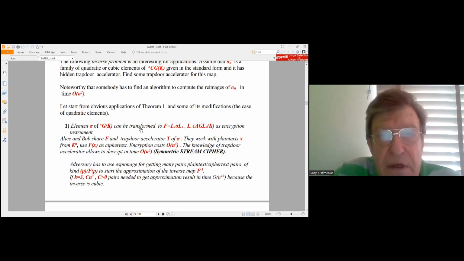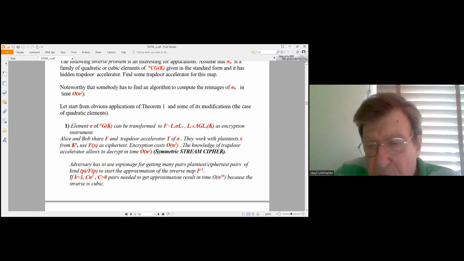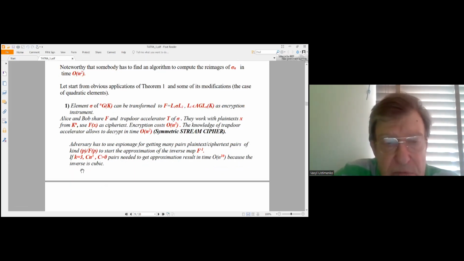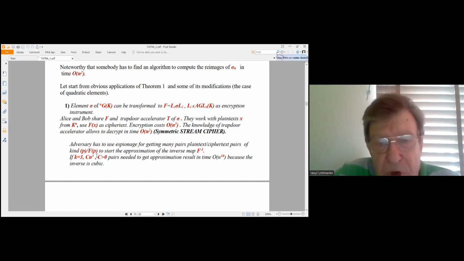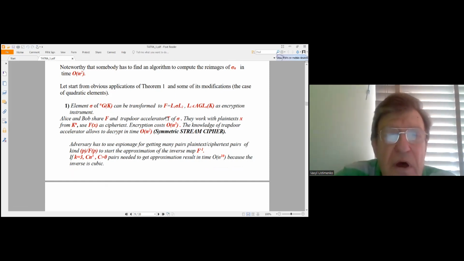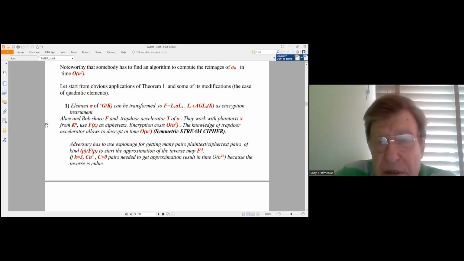In this case we have fixed degrees 2 and 3. In case k equals 3, such approximation can be done in time O(n) to the 10th power. But to start this problem, the adversary has to intercept something like a cubical number, a constant C times n cube, of plaintext-ciphertext pairs. If n is 1001 kilobytes of information, it's quite a huge number of interceptions. So it's a kind of good algorithm, but here we can see the option for improvement.